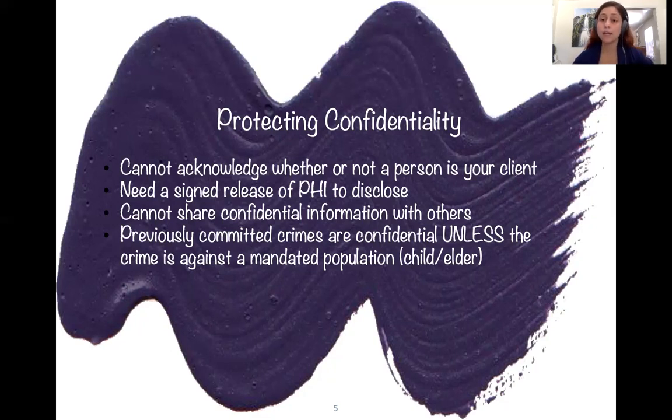Without the ROI, we can't share confidential information with others. So let's say, for example, that a client discloses that they committed a crime prior to starting to see you. They broke into someone's house. We can't report that. That's confidential information. Even though it's against the law, it's confidential. So that would be an example. The only exception to that is if the crime they committed was against a protected population. So a crime against a child, an elder, or a dependent adult, that we can report.